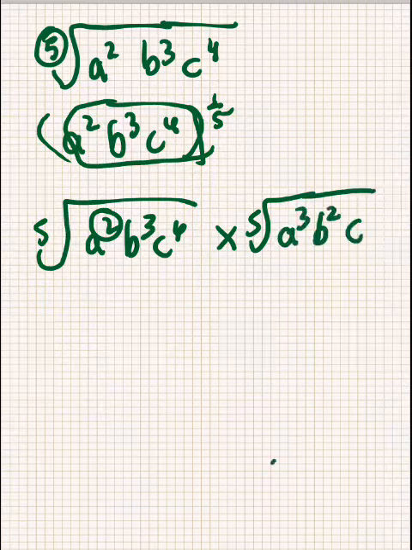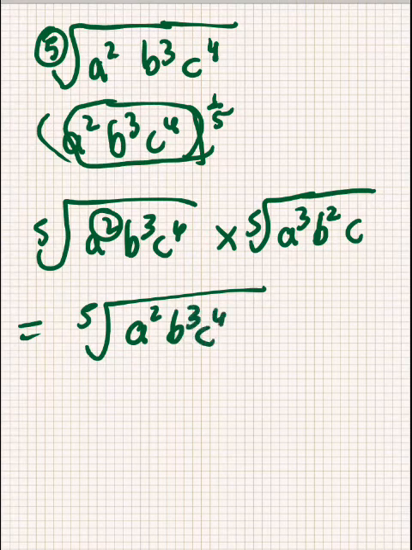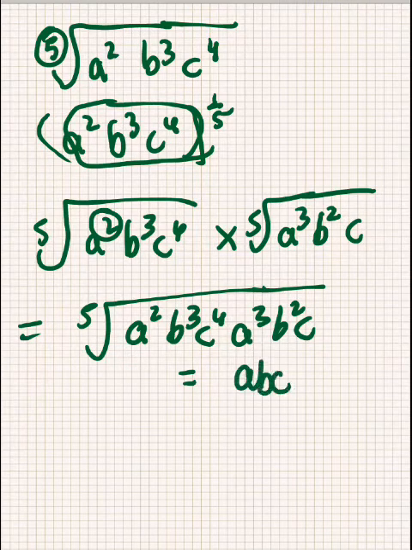So when we multiply this, it will be a²b³c⁴ a³b²c. So it is basically equal to ABC. See how? Let me explain.